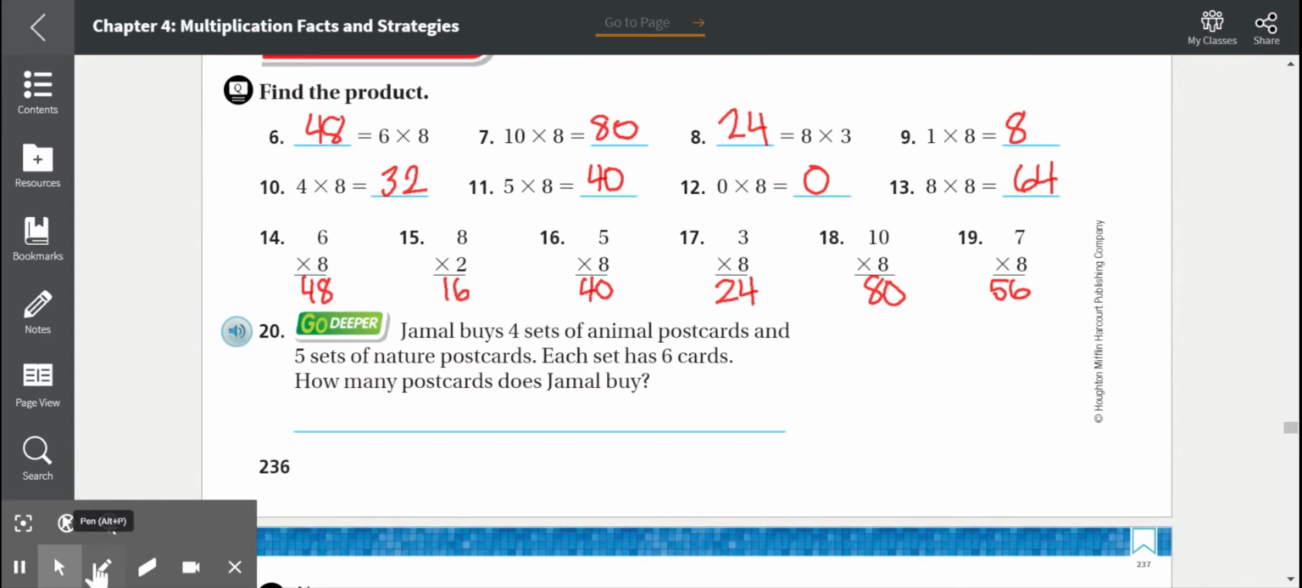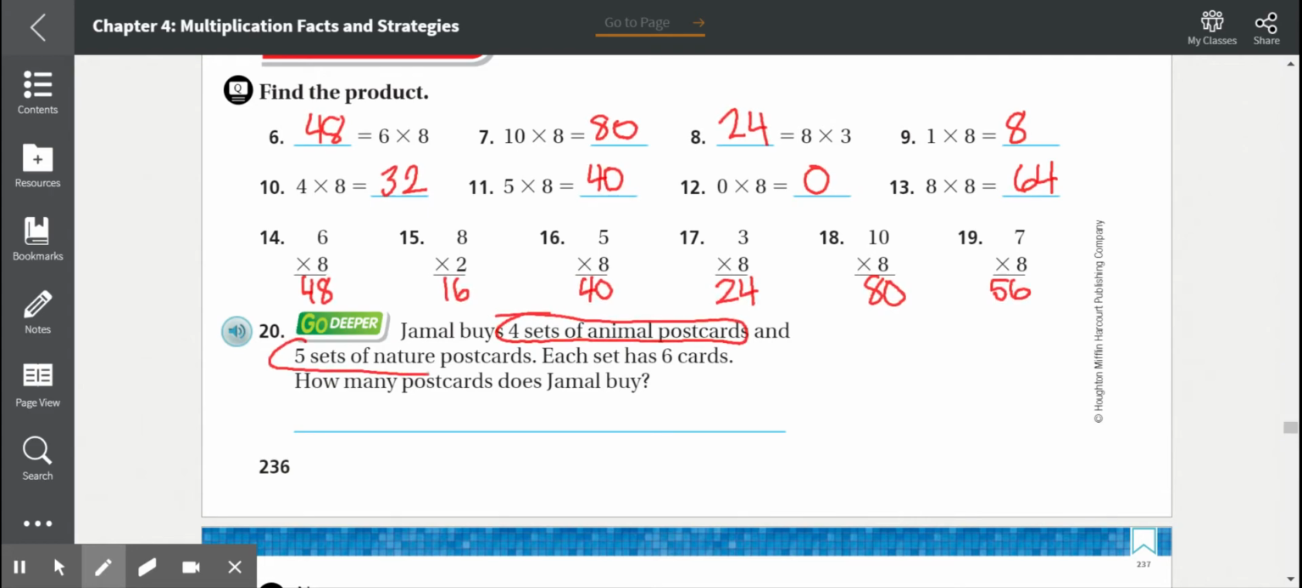Okay, moving on to number 20. Jamal buys 4 sets of animal postcards and 5 sets of nature postcards. Each set has 6 cards. How many postcards does Jamal buy? So let's go back and circle what we need. Jamal buys 4 sets of animal postcards and 5 sets of nature postcards. Each set has 6 cards. We want to know how many postcards is that.